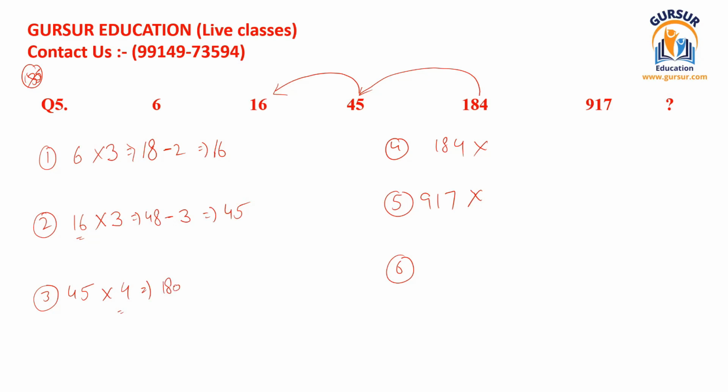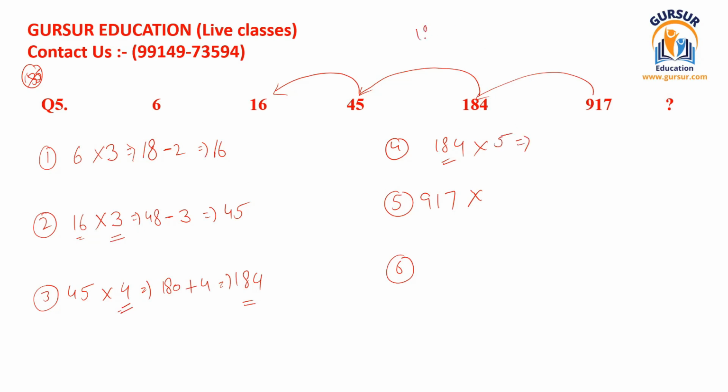This is 180, and when we plus 4 in that, we get the value of 185. And I must tell you, I have not solved this question before. So we have got the value of 184. Now on the basis of 184, we have to find how 917 comes. There was multiplication of 3, there was multiplication of 4, here should be the multiplication of 5.